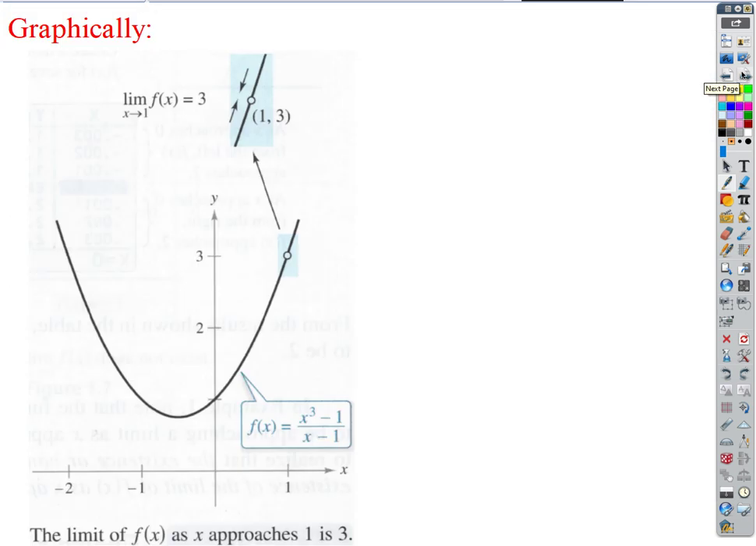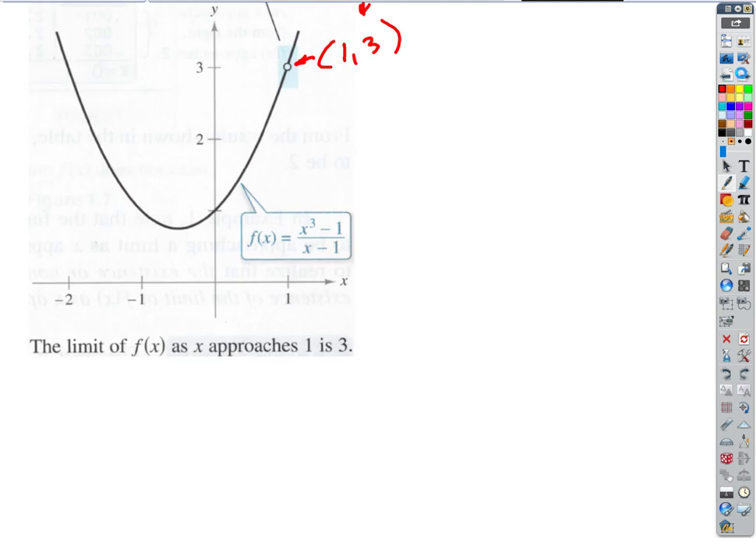Graphically, if we were to graph the same function, we can see that as we move along the function towards an x value of 1, the coordinates of that point that we're approaching are 1 and 3, and so the limit equals 3, right? Make sense? Questions? We good? Okay. All right.